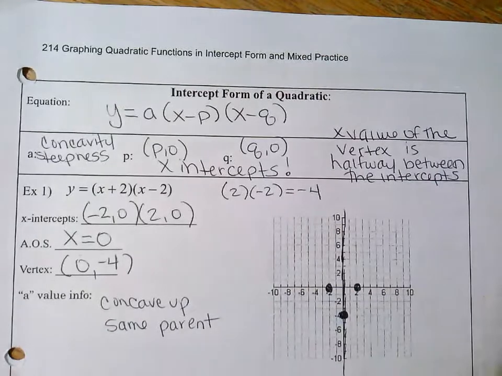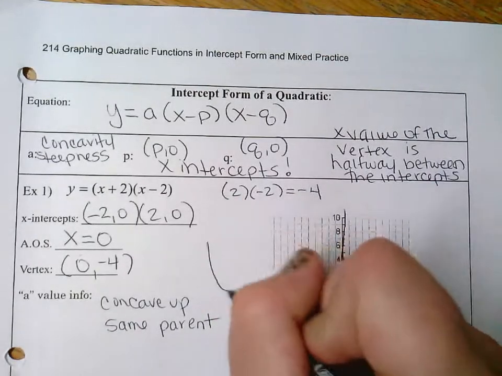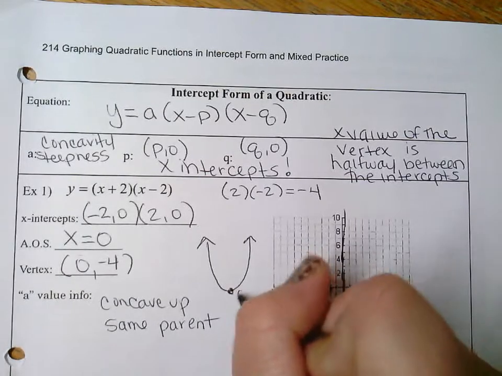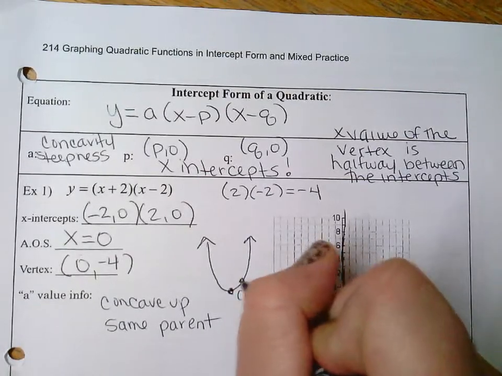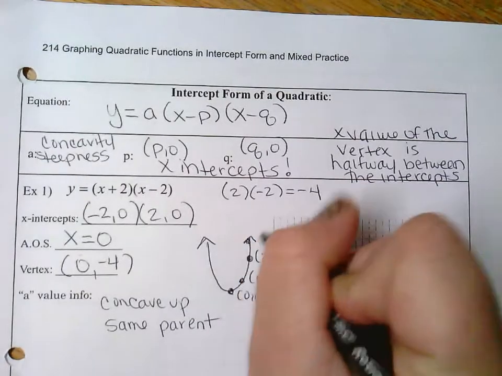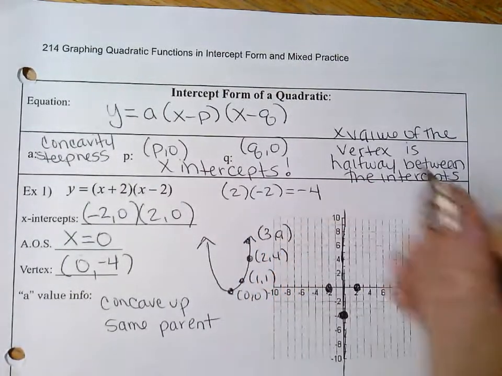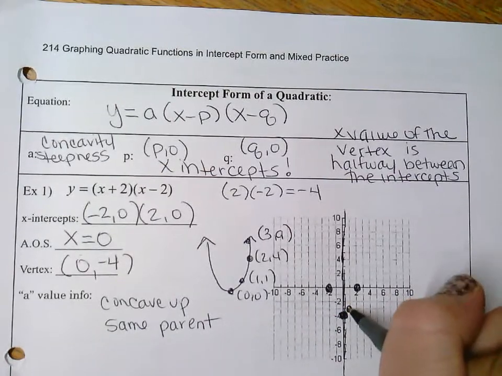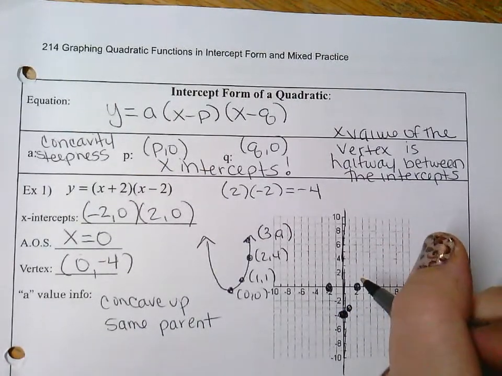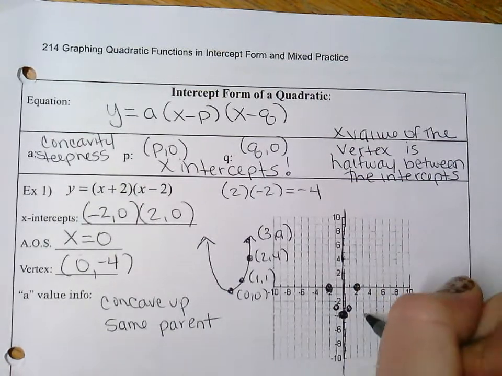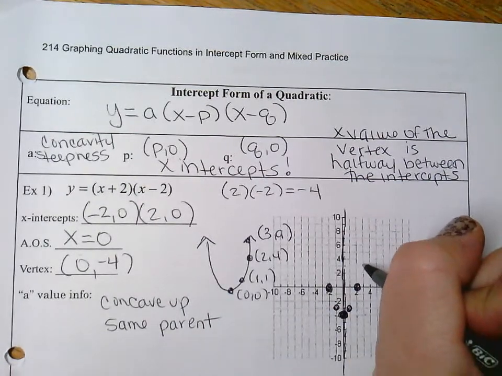So let's review that parent function one more time. Can you say the key points with me? 0, 0, 1, 1, 2, 4, and 3, 9. So from the vertex, over 1, up 1, over 2, up 4, over 3, up 9.